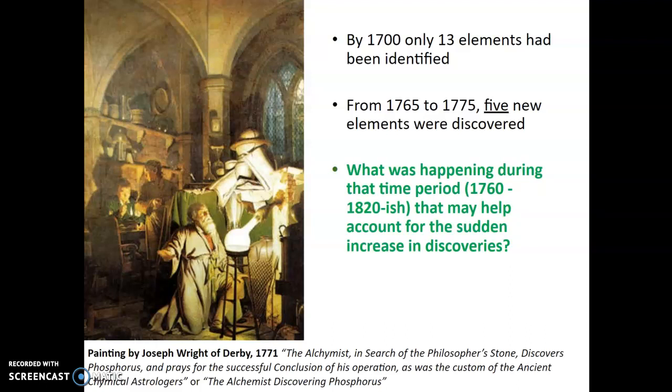So I want you to take a second, think about what was happening during that time period of 1760 to about 1820-ish that may have helped account for the sudden increase in these discoveries. Ultimately, in that time, the Industrial Revolution was happening, and it kind of started in England and it spread throughout the world. And that allowed for some significant scientific and engineering advances. And that's why we saw this big jump in the elements at that time.